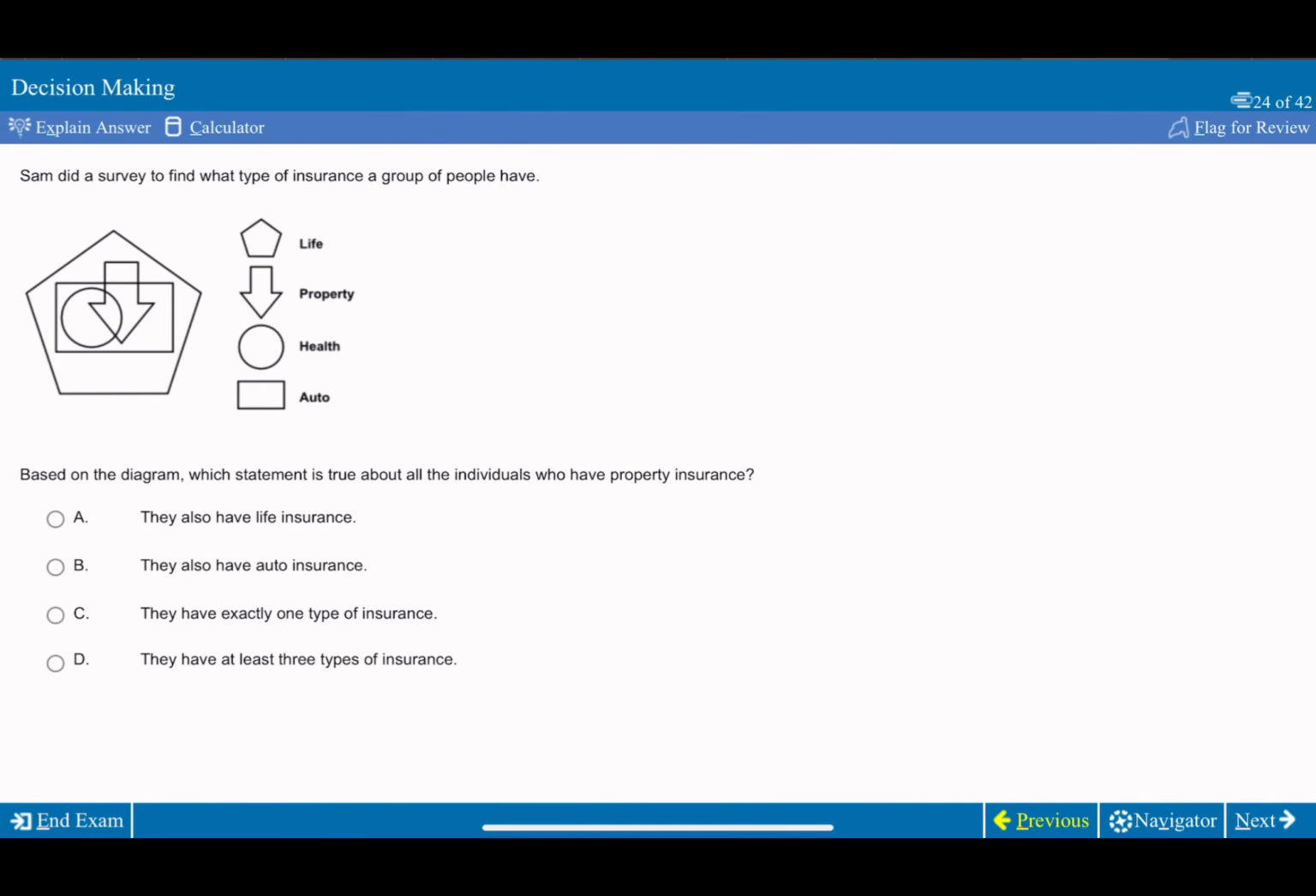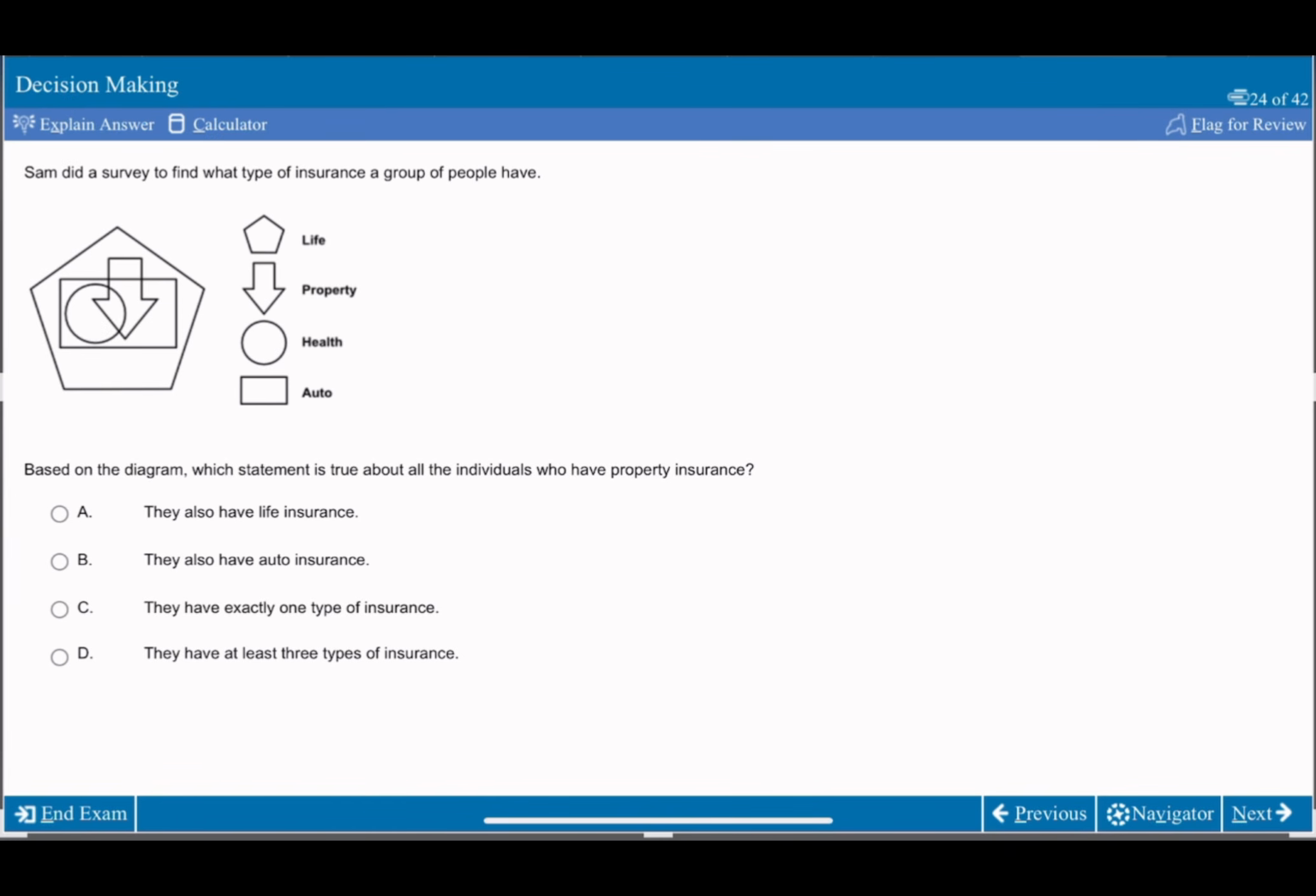Okay, based on the diagram, which statement is true about the individuals who have property insurance? You can see property insurance is the arrow and it's within life, so they also have life insurance. Okay, I found my answer. Here, obviously it was the first one, but I'd already considered that to be the answer based off how the questions are done. The point was I was looking for something specifically.